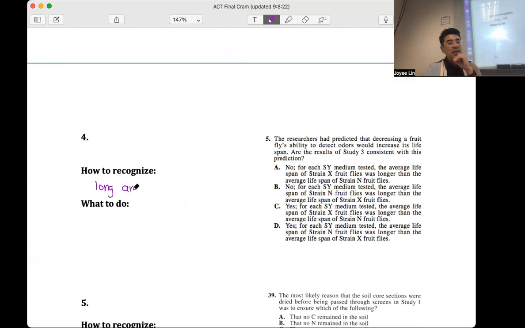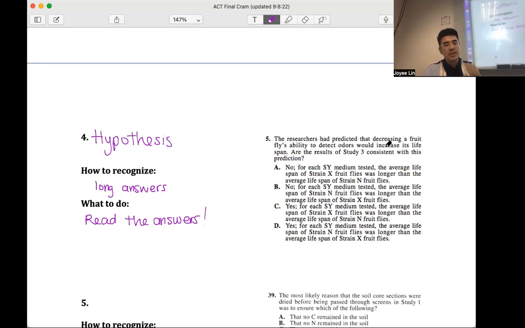Now, when you start to get to long answers, you want to read the answers to help you. The worst thing you can do is skip over the answer and be like, I have no idea what I'm doing. So these are your hypothesis questions. The researchers had predicted that decreasing the fruit fly's ability to detect odors would increase its lifespan, right? So it's saying we decrease the ability and then we increase the life.